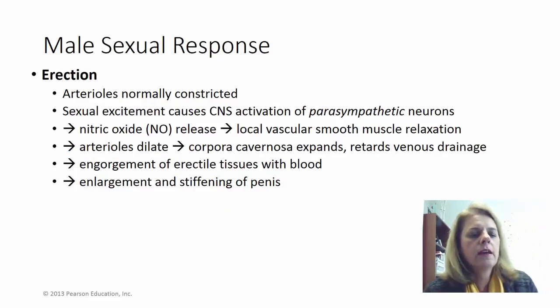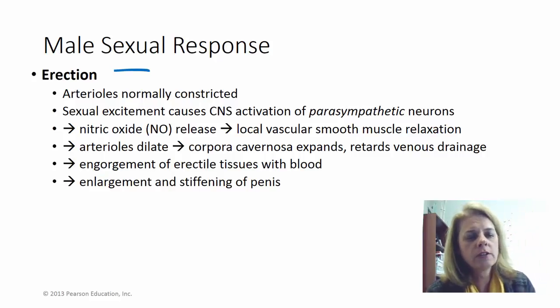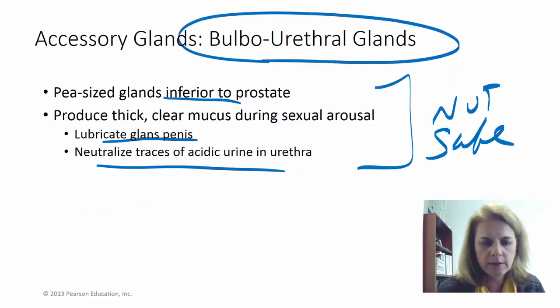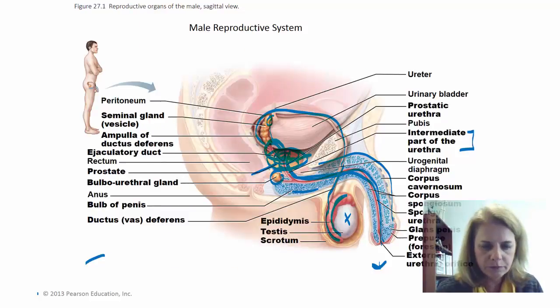So what is the sexual response in the male? All right, so a lot of times we use the word orgasm, okay, but that's actually a two-part response. You have erection and ejaculation. So erection is the first part, and so typically, if you look back at the penis, again, we haven't done a whole lot of the anatomy yet. We will in another video.